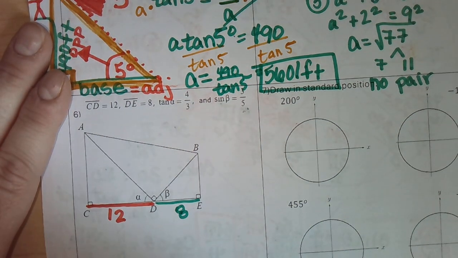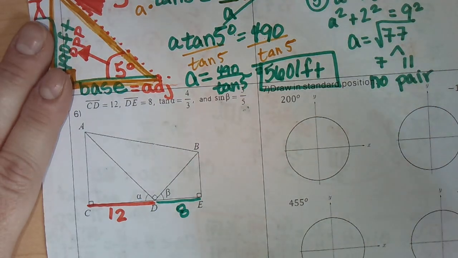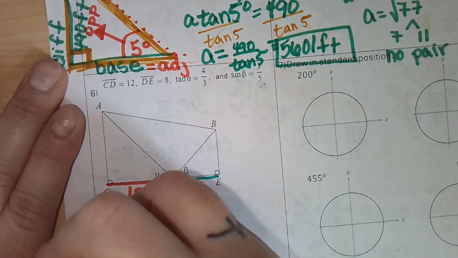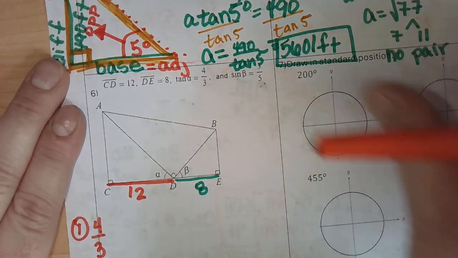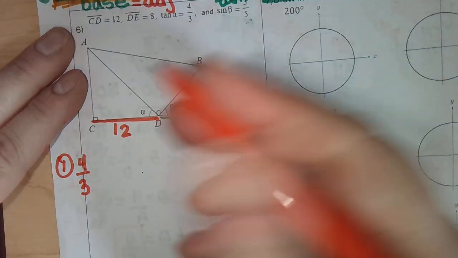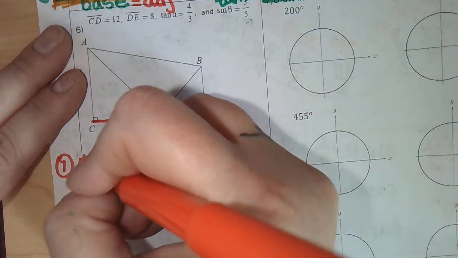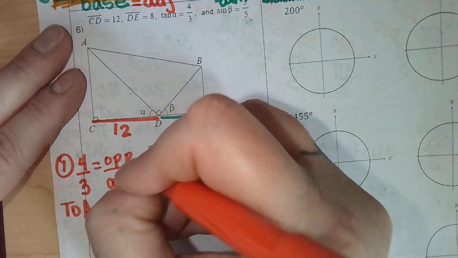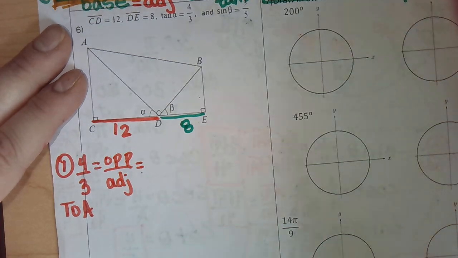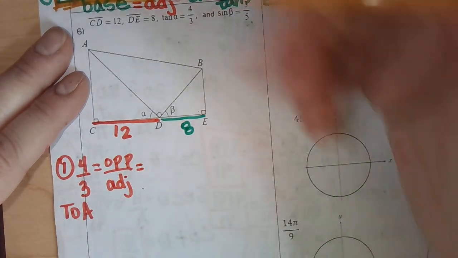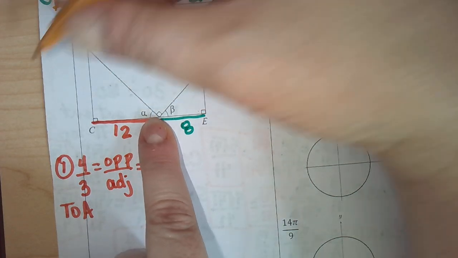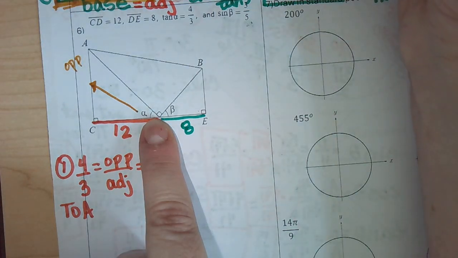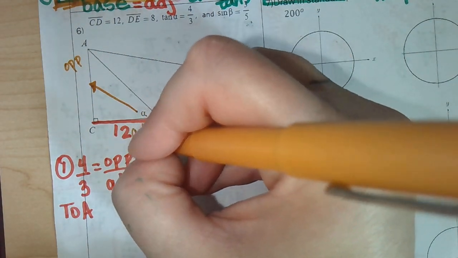Okay, now they say something about tangent 4 over 3. And it says tangent of A, or alpha. So let's see here. 4 over 3. That's supposed to be tangent, so that's TOA. So that means 4 is your opposite, and 3 is your adjacent. But hold up. Let's look at this triangle. According to this weird A looking thing, the opposite is the up and down piece. The adjacent is the 12.